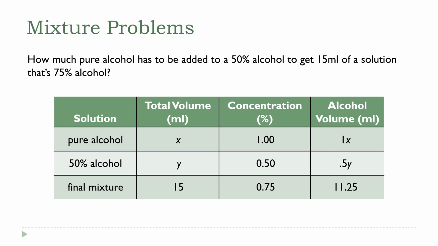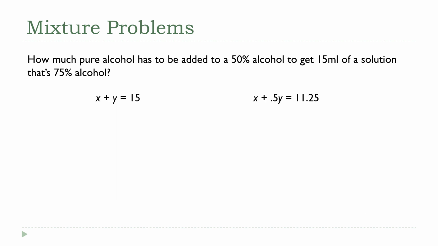So what I'm going to do to get my equations is add down the columns. Looking at the total volume column, x plus y has to equal 15. And looking at the alcohol volume column, 1x plus 0.5y has to equal 11.25. And there's my equations. It's a system of equations, but we can solve these. There's nowhere near enough room here for me to do that, so let me go to a clean page. There's the 2 equations that we left off with.